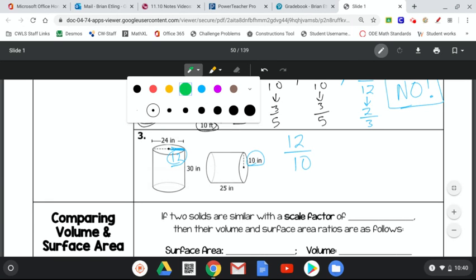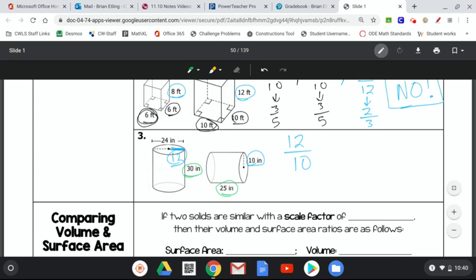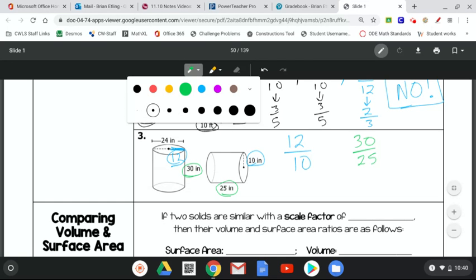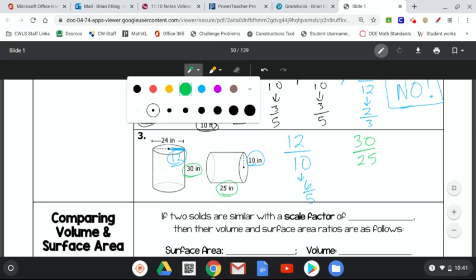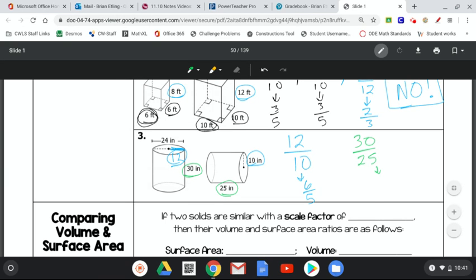No worries. So we got 12 over 10, and then we also have 30 that matches up with 25. So 12 over 10 and 30 over 25. When we reduce 12 over 10, that's going to reduce down to 6 over 5. And when we reduce 30 over 25, it's going to reduce down to 6 over 5 as well. Okay, so from there, we can just tell, hey, we got 6 over 5 and 6 over 5.